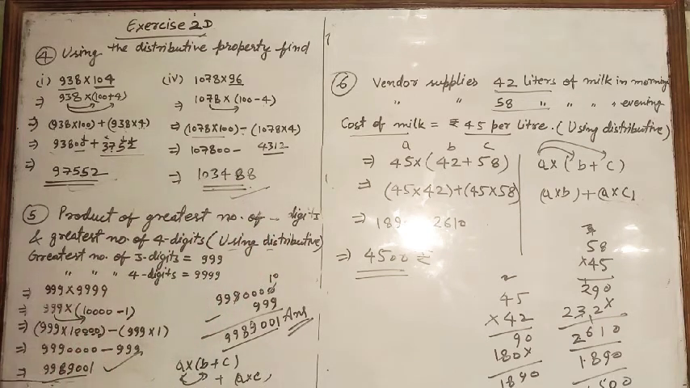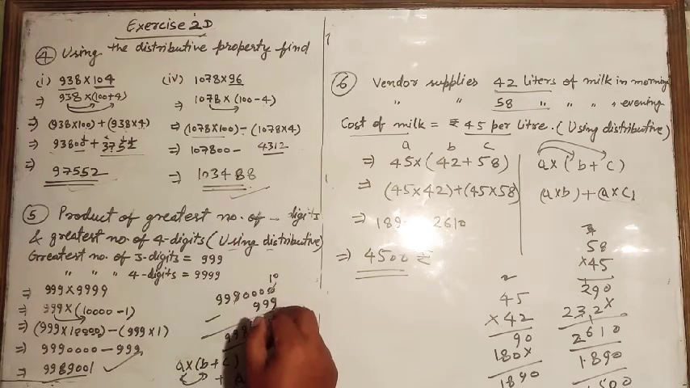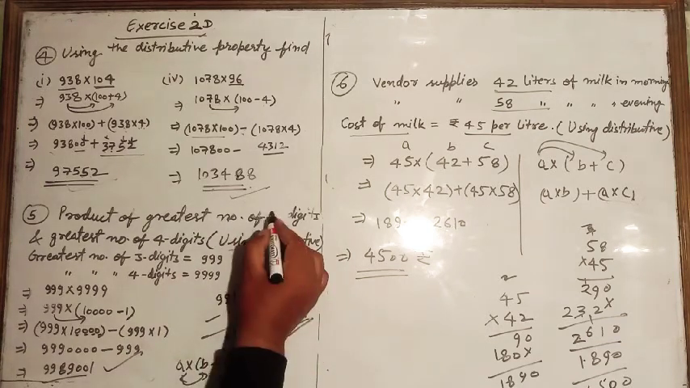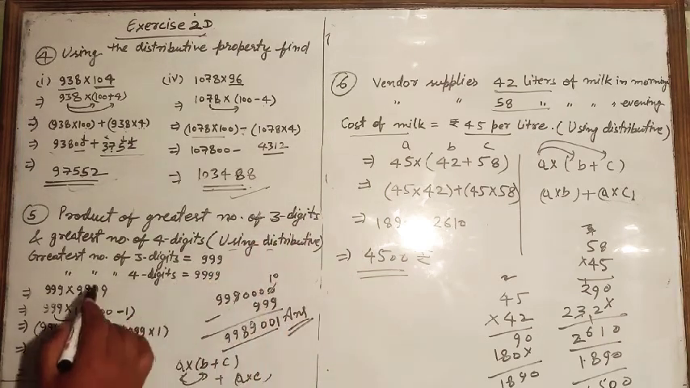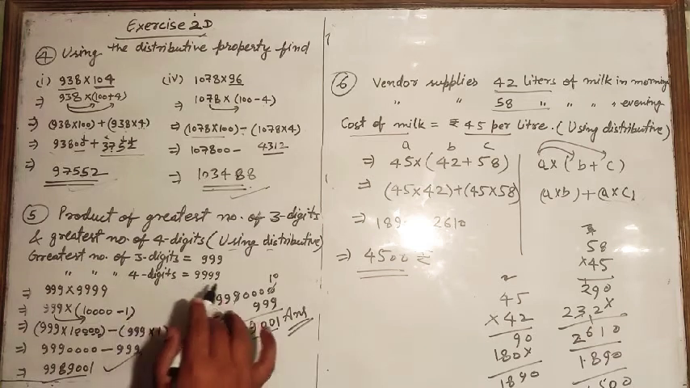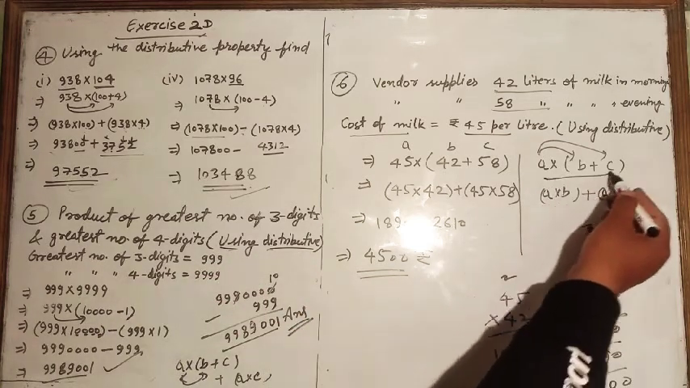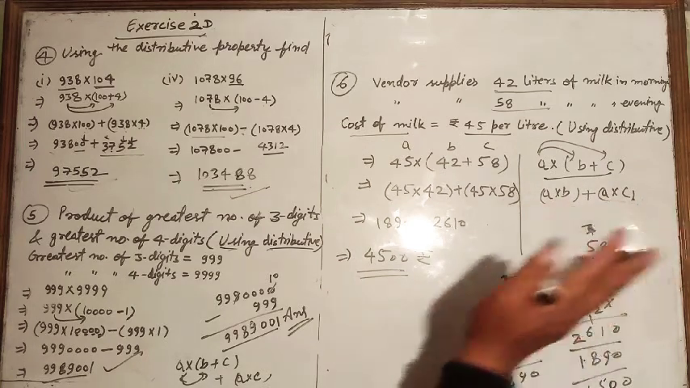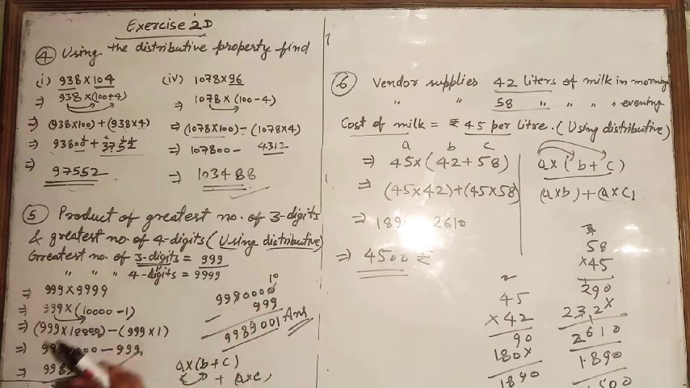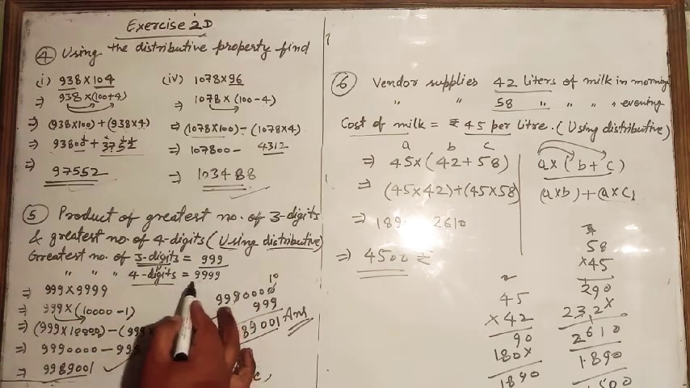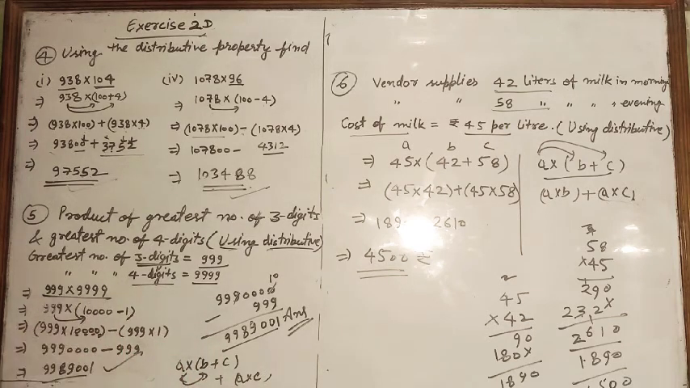Now question number 5 is the product of the greatest number of 3 digits and the greatest number of 4 digits, which you have to find using the distributive property. What is the distributive property? This one: a into (b plus c) or a into (b minus c). The greatest 3-digit number is 999, three 9s, and the greatest 4-digit number is 9999, four 9s. Now you will find the product like this.